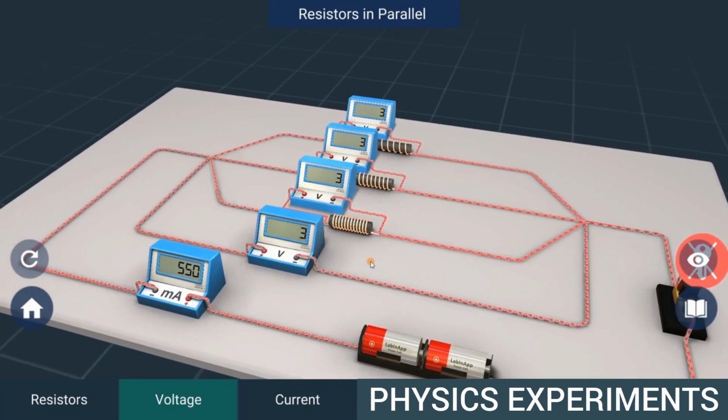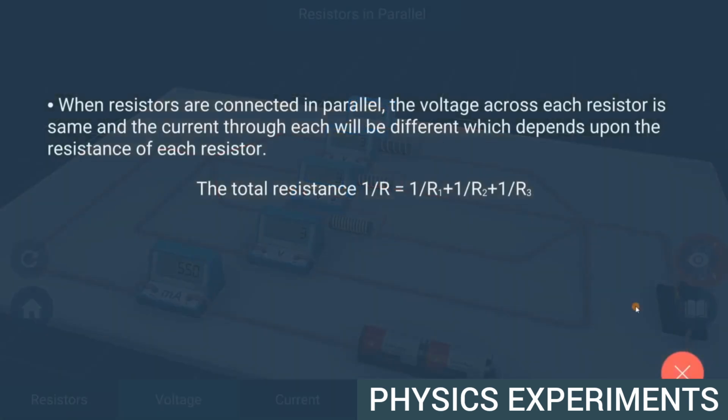Vary the resistance of all 3 resistors and cross-verify. Thus, we find that when resistors are connected in parallel, the voltage across each resistor is same and the current through each will be different, which depends upon the resistance of each resistor.